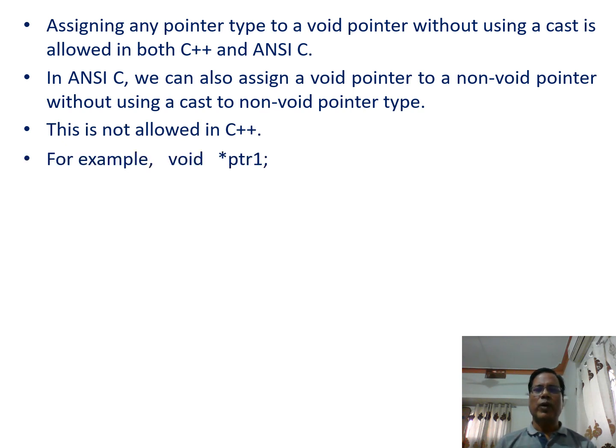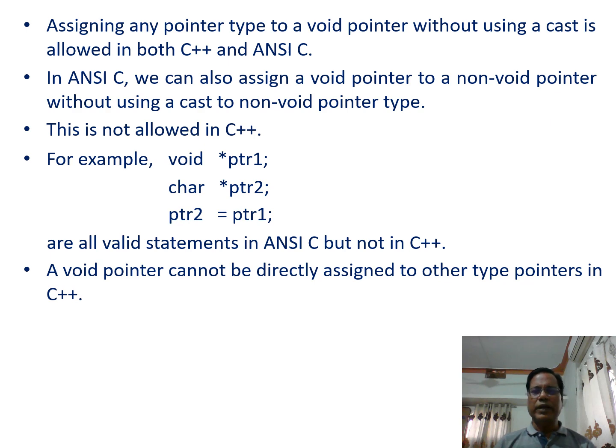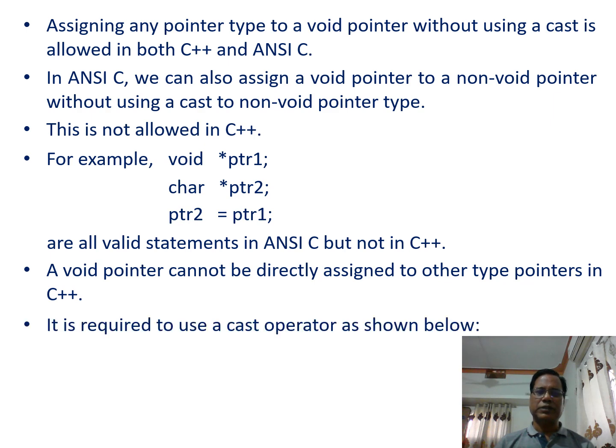For example, void *pointer1; char *pointer2; pointer2 = pointer1; are all valid statements in ANSI C but not in C++. A void pointer cannot be directly assigned to other type pointers in C++. It is required to use a cast operator as shown below: pointer2 = (char *)pointer1.